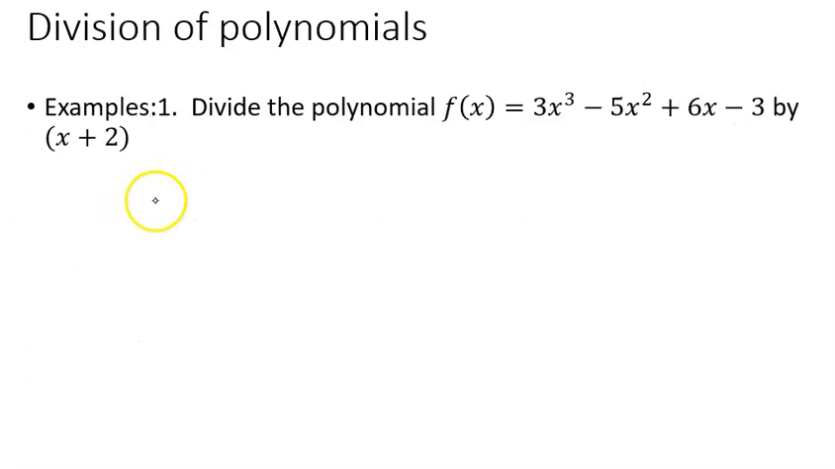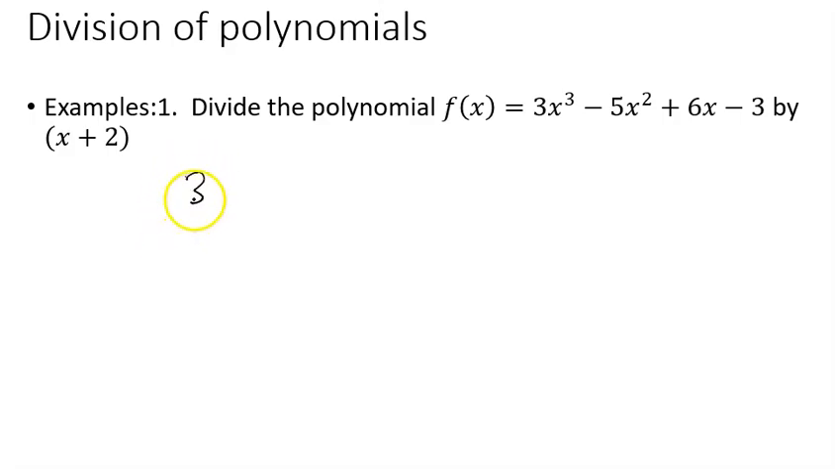And look at division of polynomials. That's the main work for today. How do you divide polynomials? You've seen how to add. How do you divide polynomials? 1. Divide the polynomial f of s equal to 3s cubed minus 5s squared plus 6s minus 3 by s plus 2. This is how you do the long division. So this is how you do it.